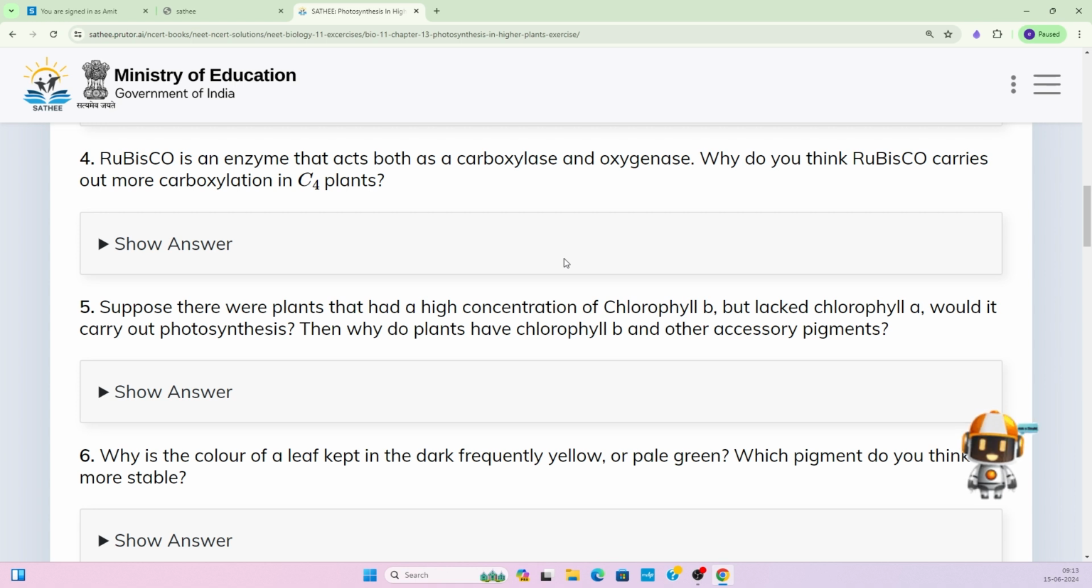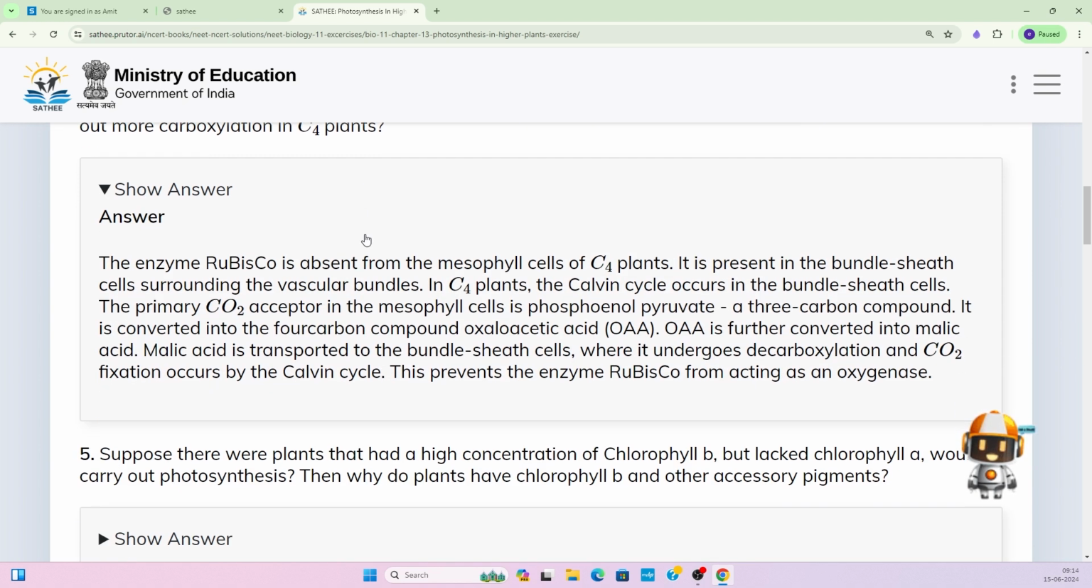And why do you think the Rubisco carries out more carboxylation in the C4 plant? Why is it that in the C4 plant only the carboxylation is active, not the oxygenation part of this enzyme? So let us see the answer. The enzyme Rubisco is absent from the mesophyll cells of the C4 plant. Okay, Rubisco is not present in the mesophyll cell. Rubisco is present in the bundle sheath cell only.